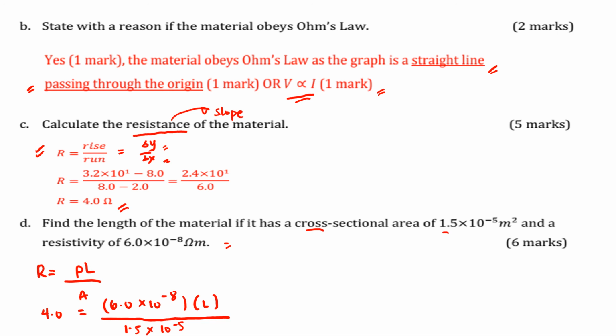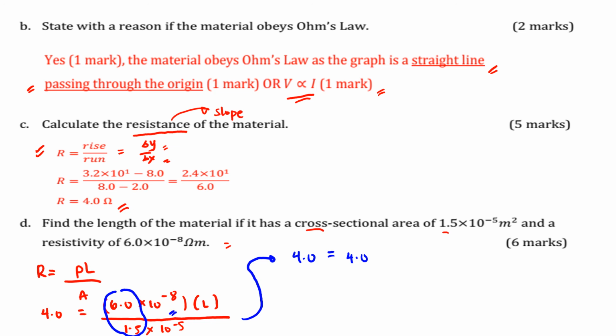So how do we do this? We just have to divide 6.0 by 1.5 first. So we will have 6.0 divided by 1.5. Alright, 6.0 divided by 1.5 is equal to 4. So let's rewrite this equation. Resistance is equal to 4.0. Now 6.0 divided by 1.5 is just equal to 4.0.